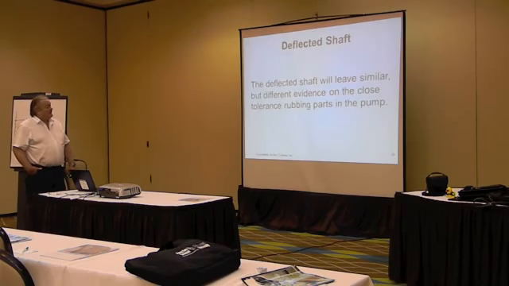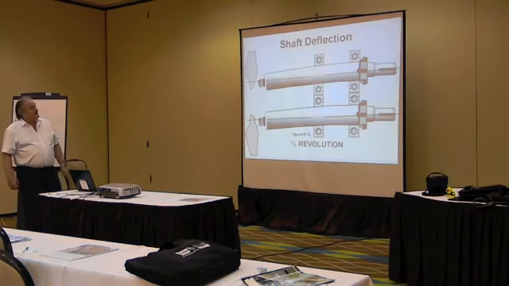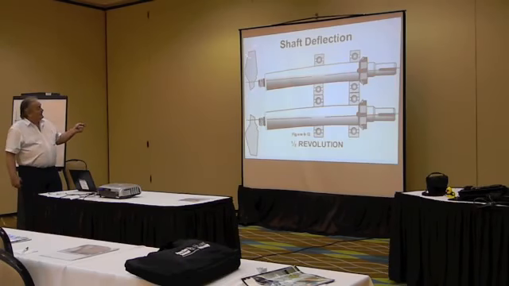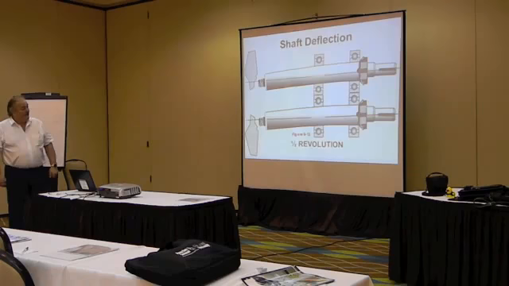The deflected shaft will leave similar but different evidence on the close tolerance rubbing parts inside of the pump. Now, this would be shaft deflection. Notice how the upper shaft here is bent downward, and here's the orientation of, say, this impeller blade. With 1/2 revolution, it's still bent downward, even as the blade has made a 1/2 revolution. That is shaft deflection.